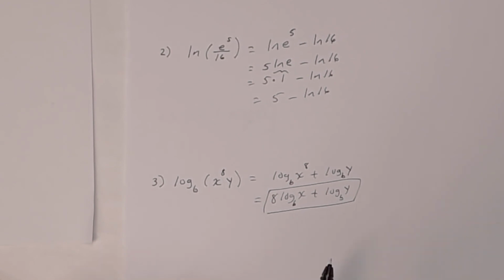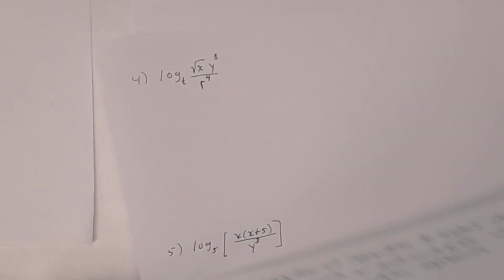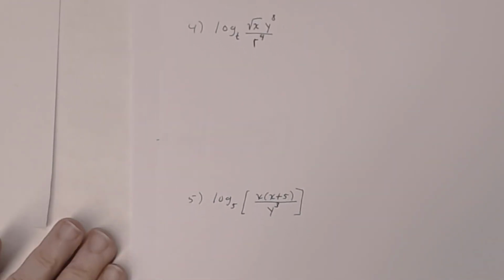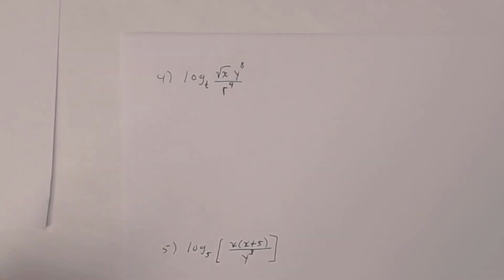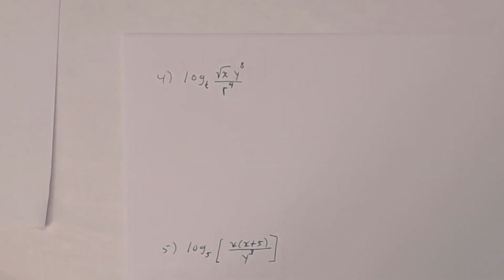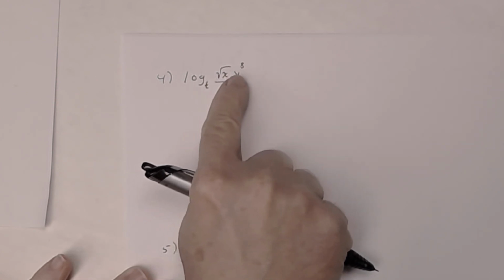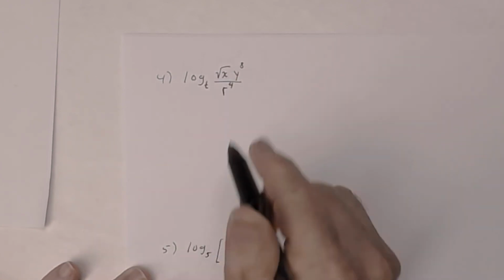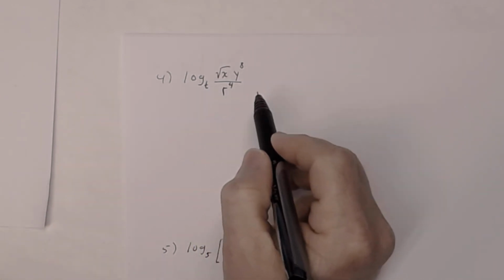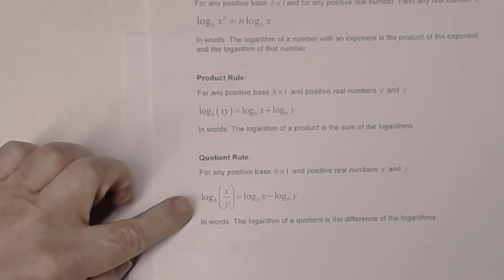All right, number 4. So in number 4, you have this problem. All right, don't make it complicated. It's really not complicated. Now this is where you're going to use all of the properties. All right, so notice I'm taking the log of a quotient, and the numerator is a product, right? So don't forget your base is t. All right, so according to my 3 rules, we're going to use the quotient rule first.